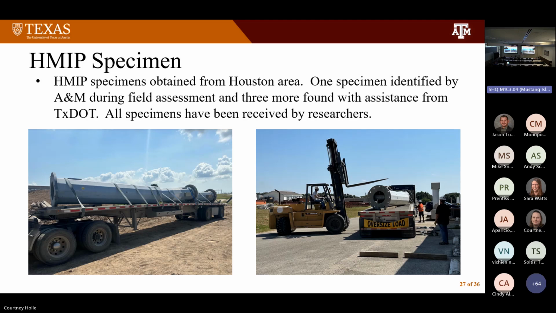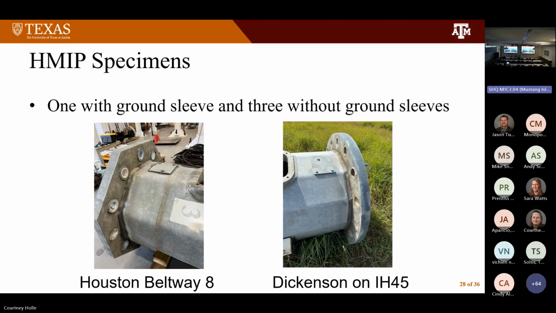So we've got 3 poles on the high mast side that are now at our laboratory. They show a couple of them. Here's the one that Stefan and his group got. It does have a ground sleeve. You don't see a lot of the shape of the base plates that we have there. But anyway, one of them has a ground sleeve. The 3 that we got from Dickinson do not have ground sleeves. So we've got a good mixture of geometries on the high mast poles that we'll actually be testing.